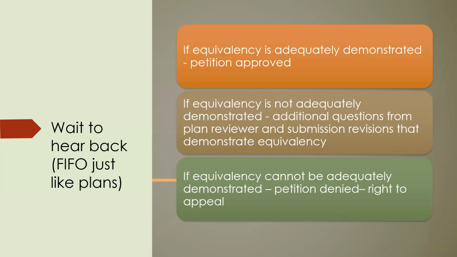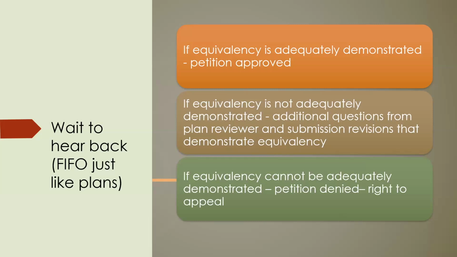So there's that. If equivalency is not adequately demonstrated, or maybe the form isn't correctly filled out, there's missing signatures or details, things like that, then there'll be additional questions from the plan reviewer and submission revisions that demonstrate that equivalency. We don't want to just deny something. We want to work with you, and that's why those phone numbers and emails and things are so important, so that we can contact someone quickly, so that we're not sitting on this variance application waiting for a response.